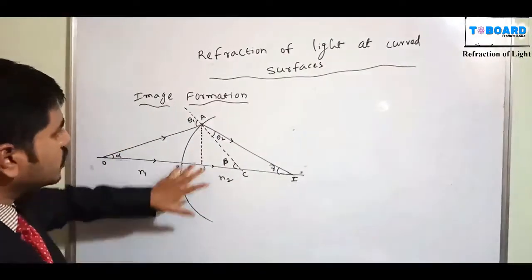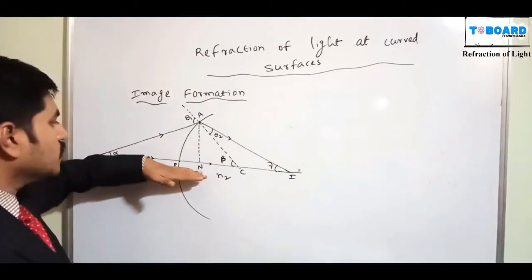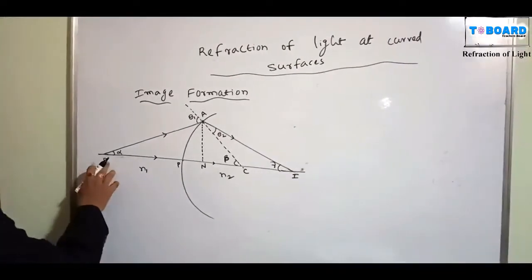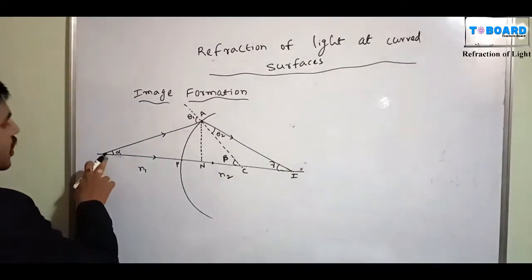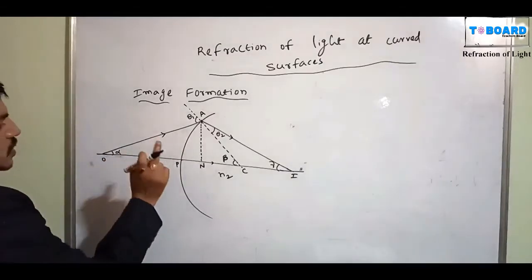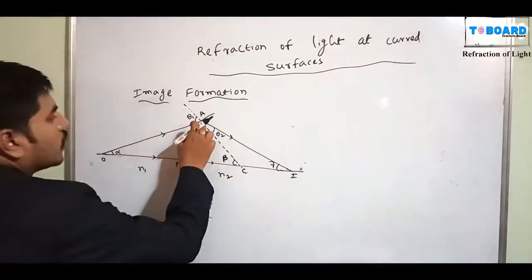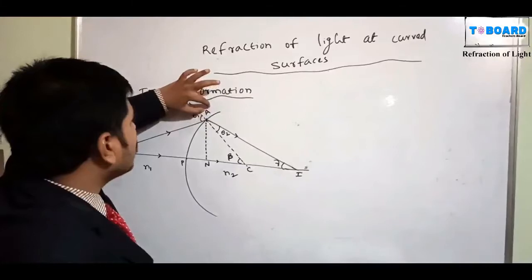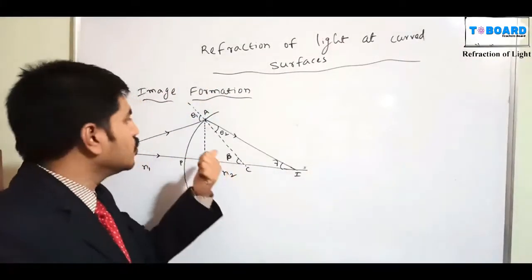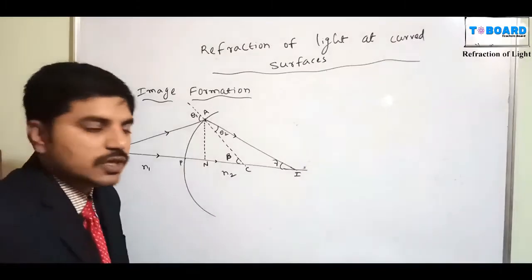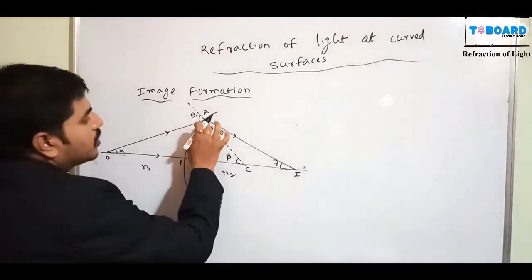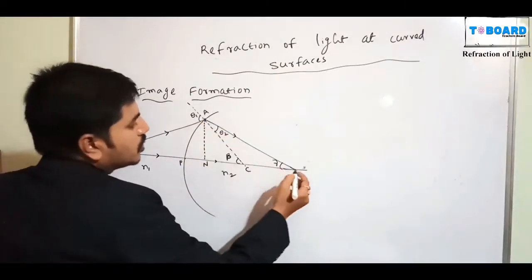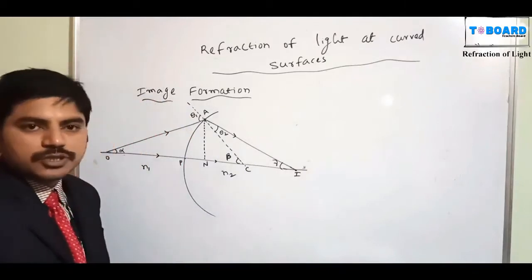For example, observe that this is a curvature. This is the principal axis, and I kept an object on the principal axis at position O. Now, if I consider two different rays, one falls on a point on the curvature. After falling on the surface, it enters inside the curvature. Definitely it refracts, meaning the bending of light. After bending, the ray meets at position I, the image formation area.